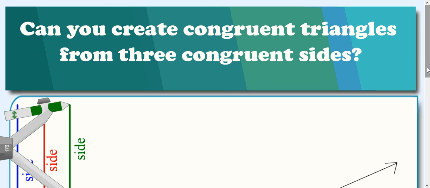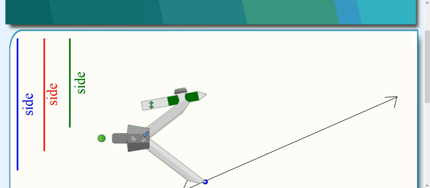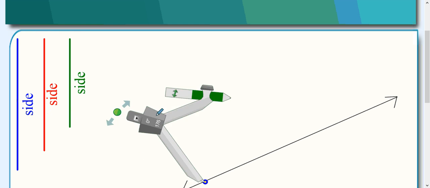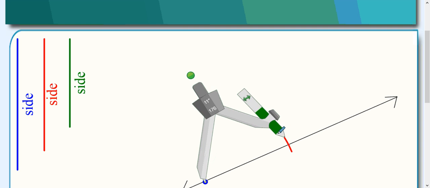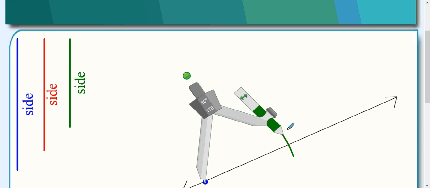So you're kind of asking, can I take these three sides and make two different triangles, or will they be the same triangle? So we're going to copy them. I'll start with the green one. We're going to copy that onto this segment right here. So I got the length. Bring it down. We're going to copy it onto this line. That's supposed to be green. So that's the green segment.